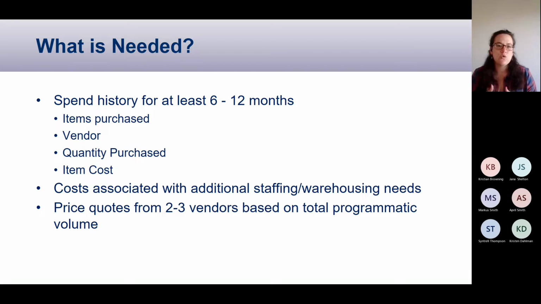And then additionally, you'll want to have price quotes from 2 to 3 vendors based on the entire programmatic volume. That will give you a baseline of what pricing would look like for a centralized model where you're procuring all of your diapers from one vendor, to compare to the pricing that your decentralized model currently has, with individual entities doing their procurement. So there is some research and fact finding involved in this process, outside of how your procurement's currently running, to understand what potential costs would be so you can do that comparison.